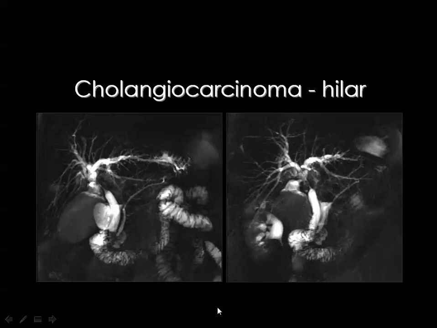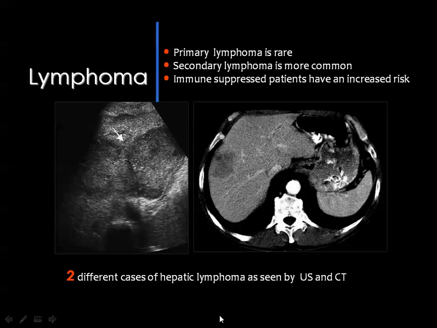And for the types of cholangiocarcinomas, this is what is known as Hilar type or Klatskin type, a stricture of the common hepatic ducts and the proximal part of the common bile duct. I will explain this in the biliary imaging lecture.